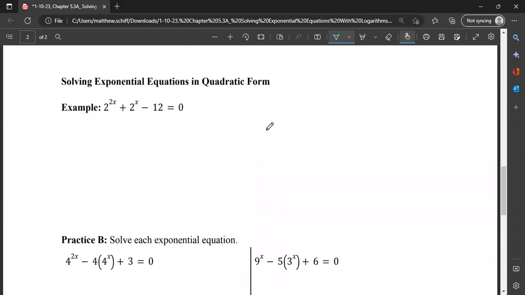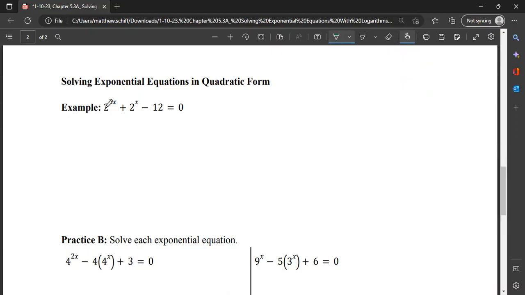Now, some exponential equations appear in quadratic form. So let's go through an example of that. I have 2 to the power of 2x plus 2 to the x minus 12 equals 0. So this looks like a quadratic. We have something squared, kind of. There's not really a linear term, but plus 2 to the x. So we can actually treat this like a quadratic equation, meaning we can see if we can factor it somehow.